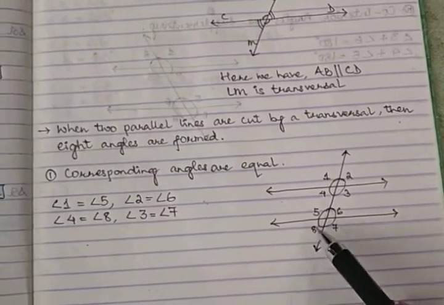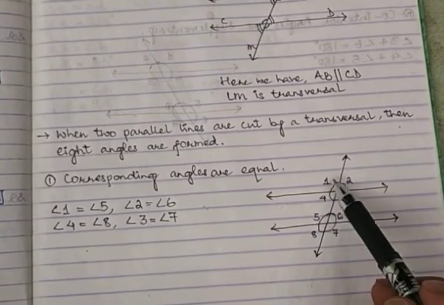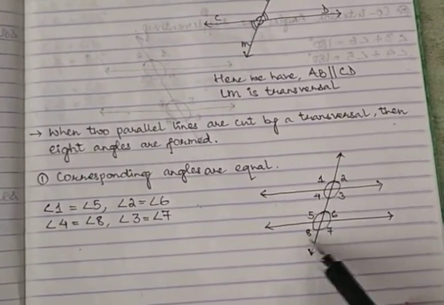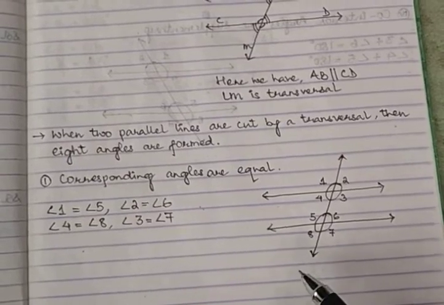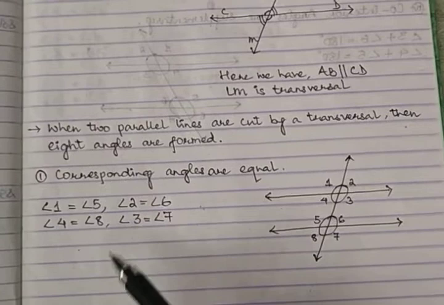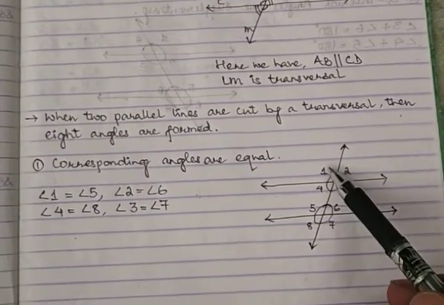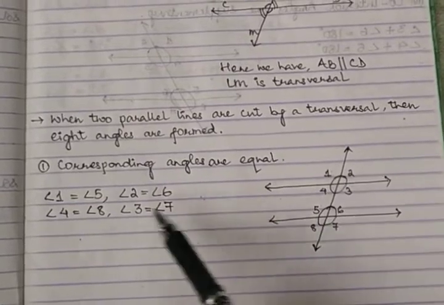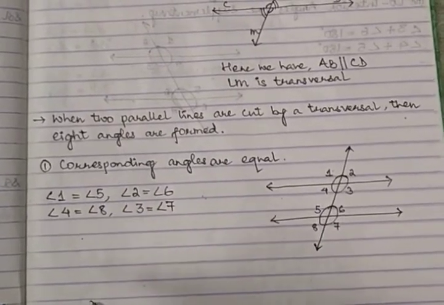It will be easier for you, isn't it? Because the first you started from here, similarly the second started from here. 1 2 3 4 5 6 7 8. Okay, there's a way to memorize the figure as well. Now see, which angles are known as corresponding angles? Angle 1 and angle 5. These two angles are known as corresponding angles, and they are equal.